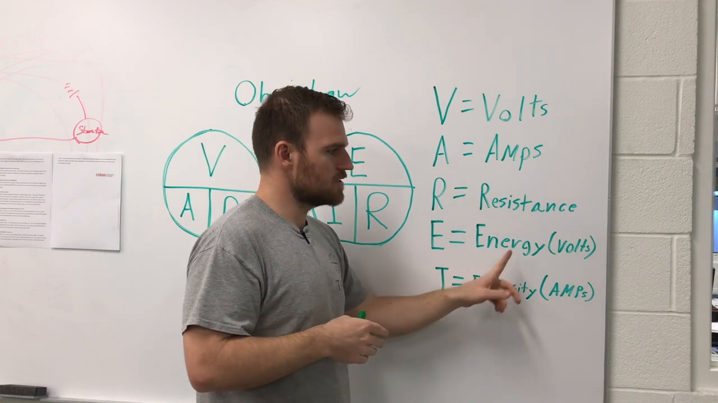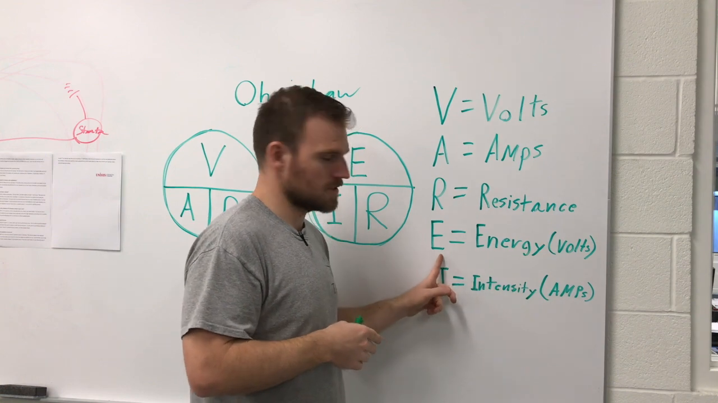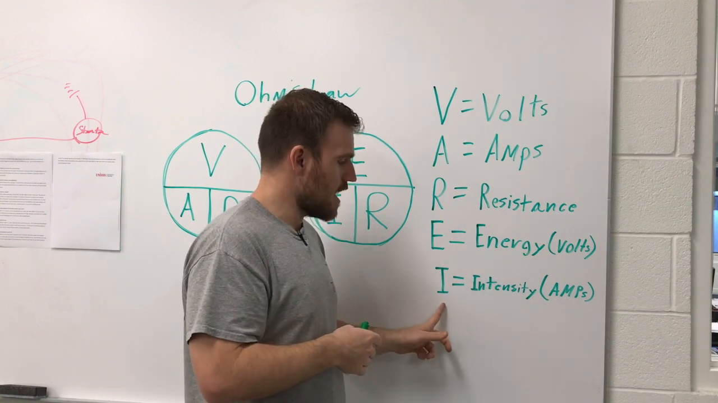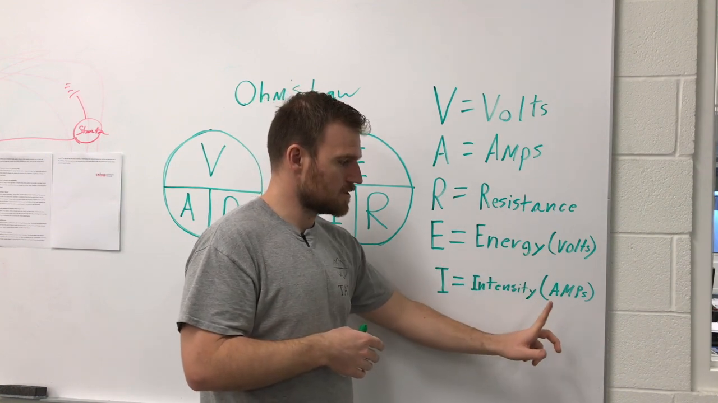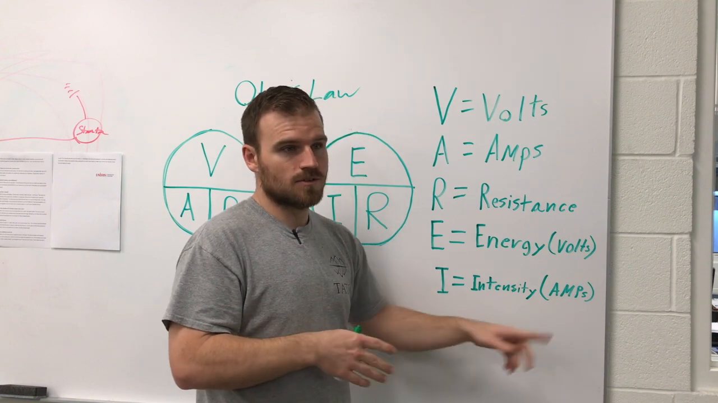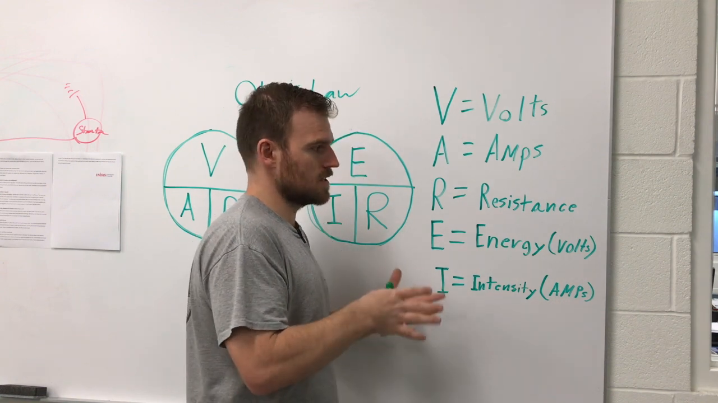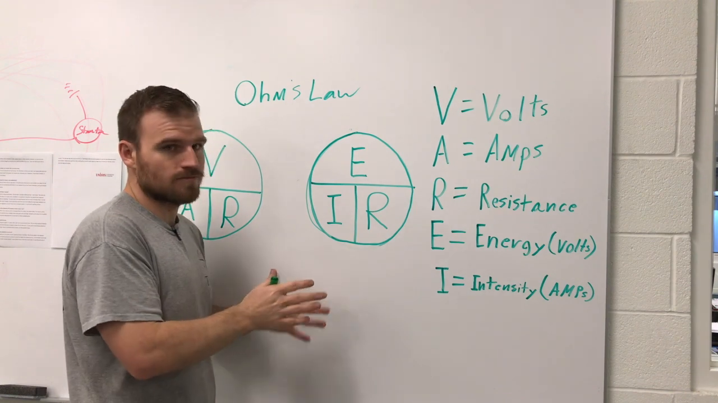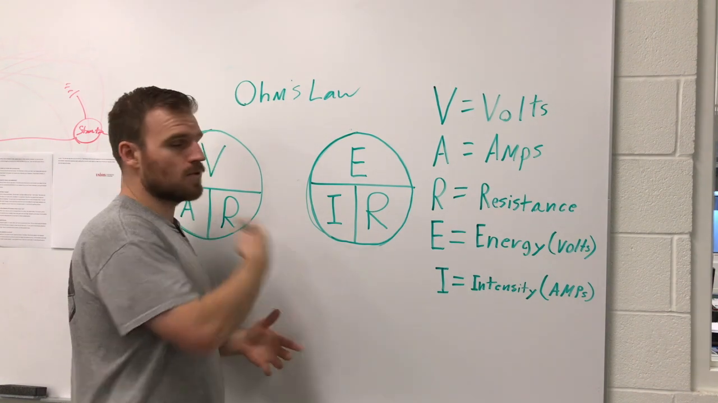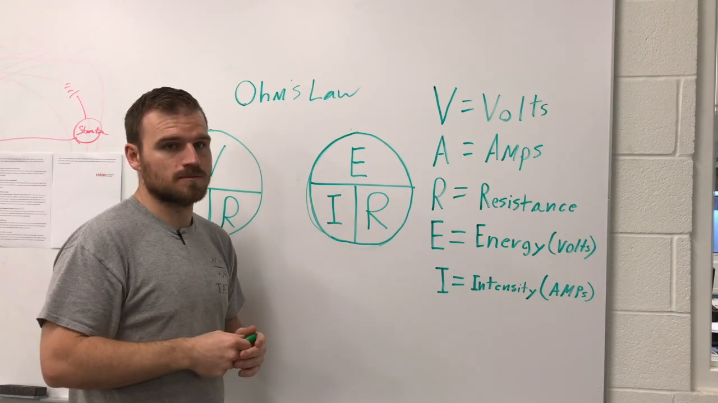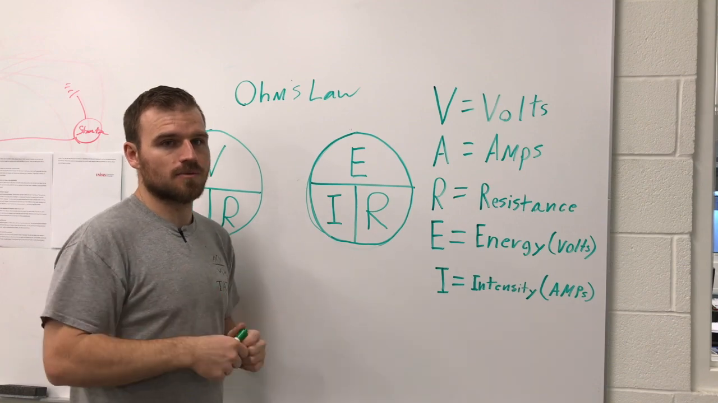The energy stands for volts, and it's also signaled as an E. And then the I stands for intensity, which is amps, okay? So don't let yourself get confused, because these are the same things, okay? So what we're going to do is I'm going to go ahead and clean this board off, and we're going to go ahead and work a few problems, and then you're going to be able to get started on your worksheets.